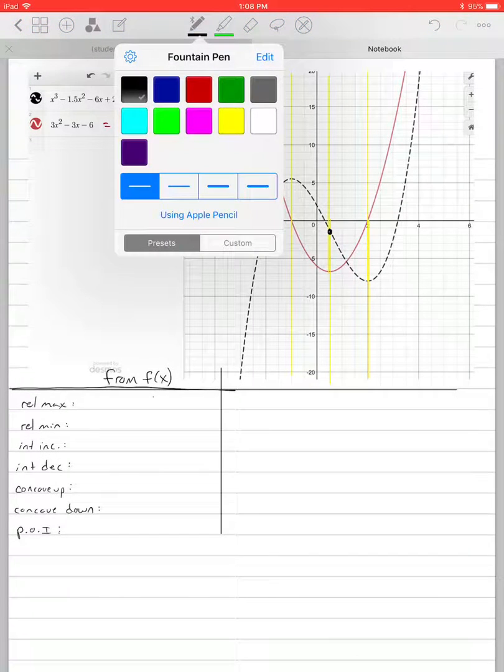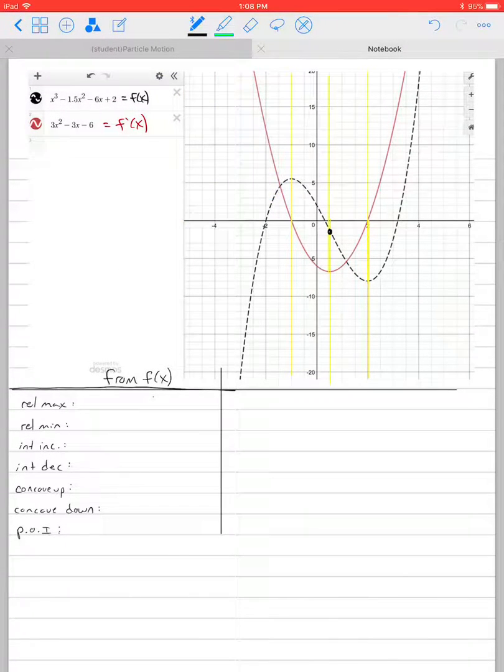All right, let's talk about these characteristics. All the characteristics we need to answer are over here, and we need to be able to answer all of these from a picture of the derivative. To start, let's actually look at the picture of the actual function and answer the characteristics of this function from the picture of the function, just to make sure we know what we're talking about.